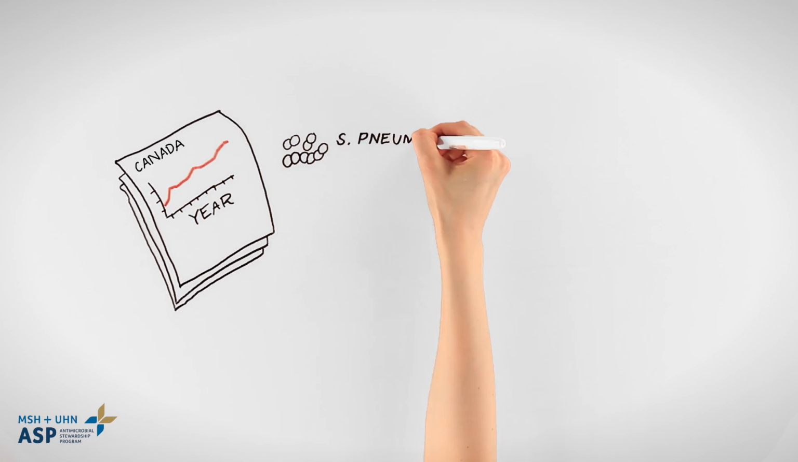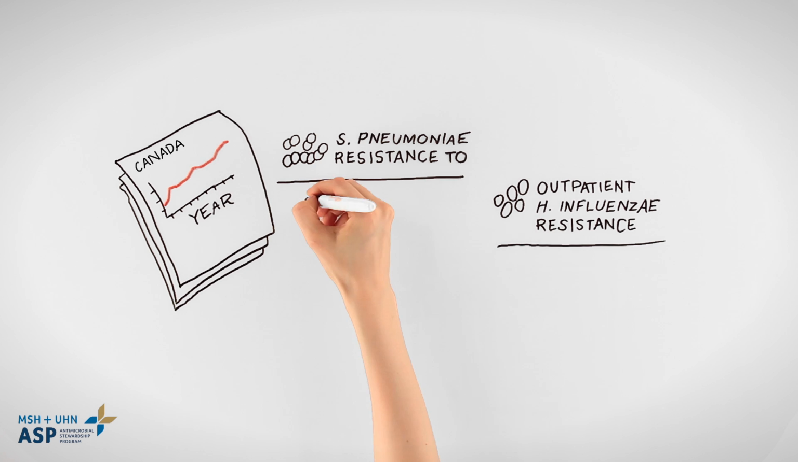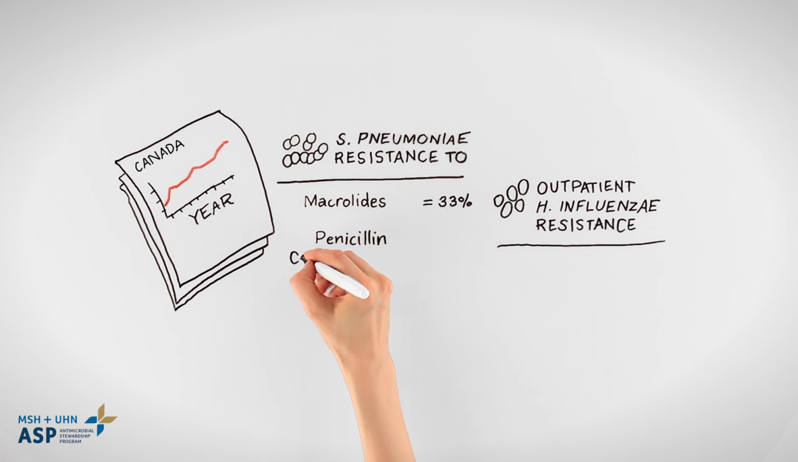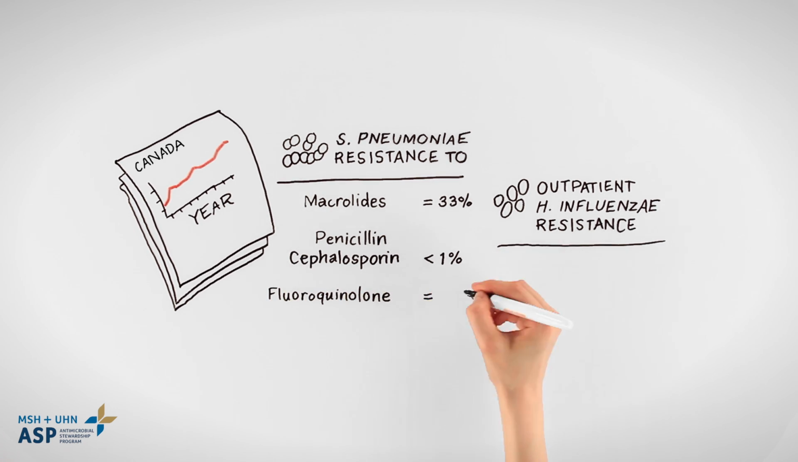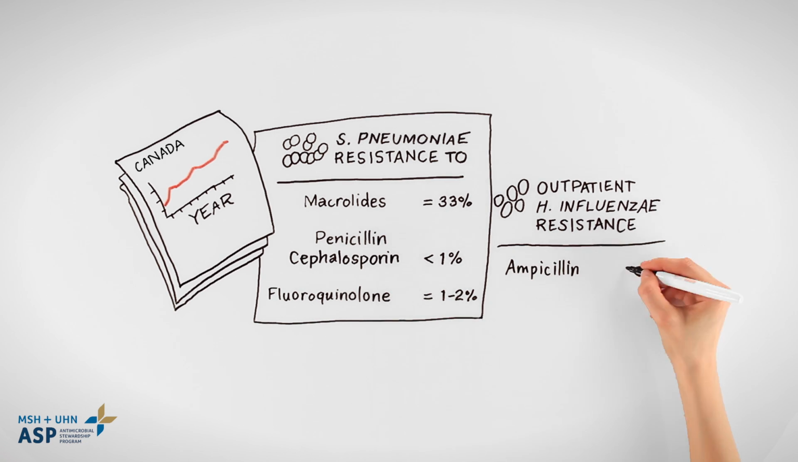Surveillance systems routinely monitor resistance in strep pneumo and H. flu. Current macrolide resistance in strep pneumo is around 30%, while penicillin and cephalosporin resistance is less than 1%, and fluoroquinolone resistance is between 1 to 2%. Outpatient rates of ampicillin resistance in H. flu are roughly 18%.